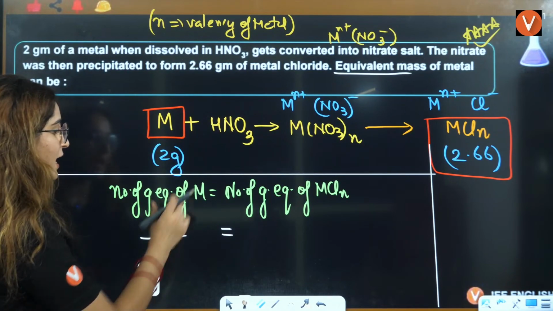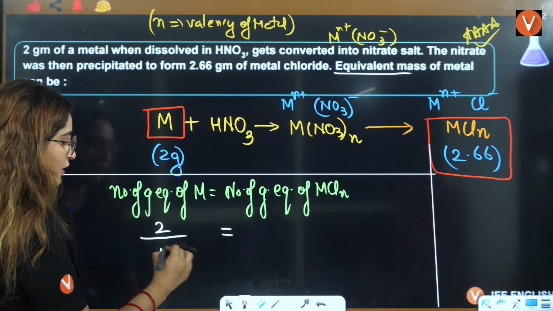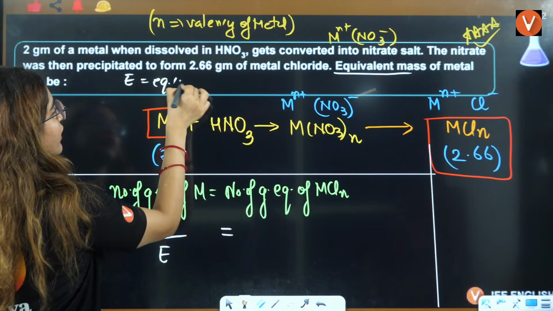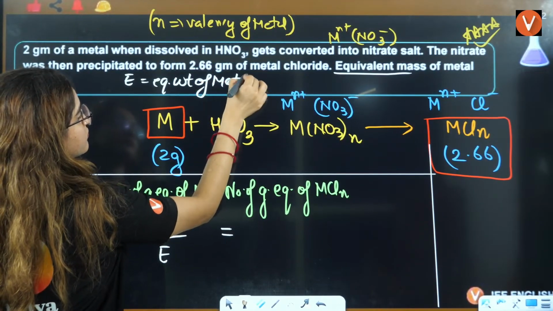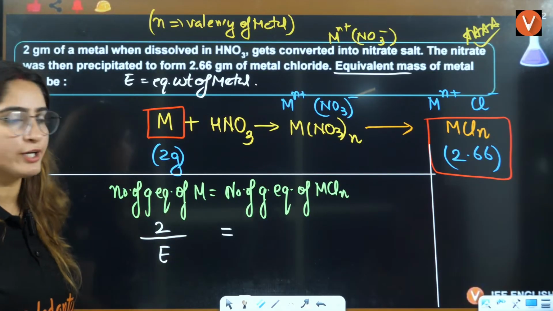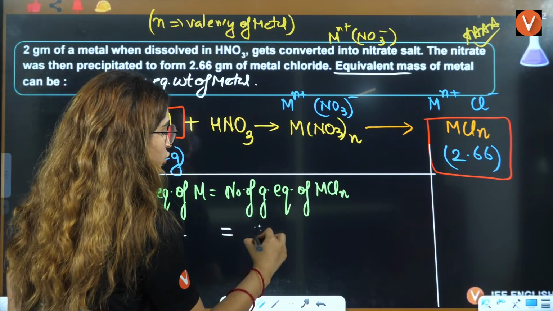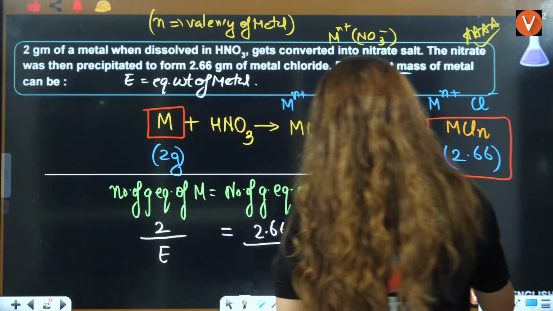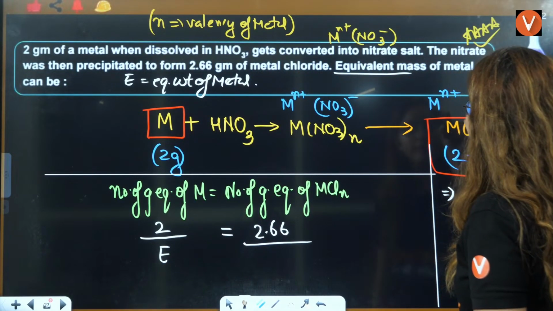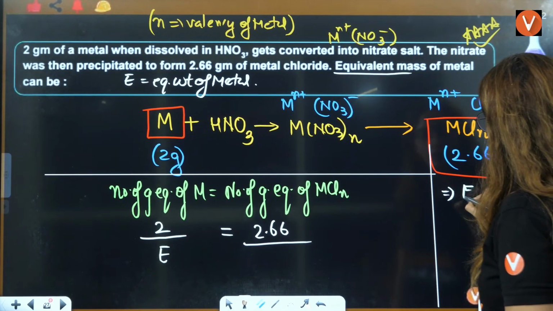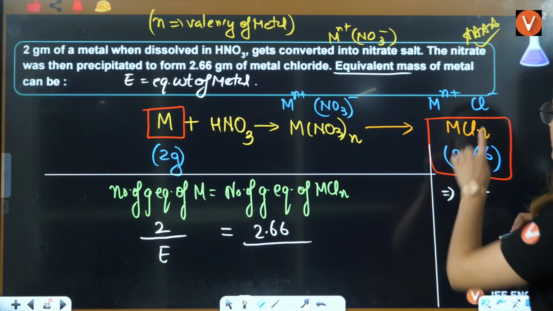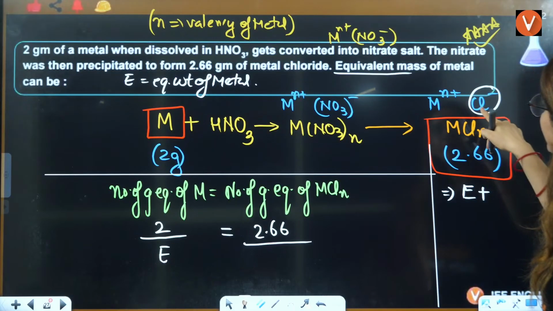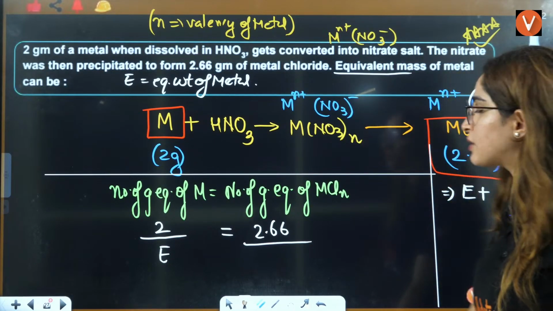That is 2 divided by equivalent weight of, let's say metal, I have taken it as E. So E is the equivalent weight of metal, equal to given mass by equivalent weight. What is given to you? 2.66 by equivalent weight. See, the equivalent weight of MCln will be equivalent weight of metal plus equivalent weight of Cl. Cl is just one negative there, so valency is 1.